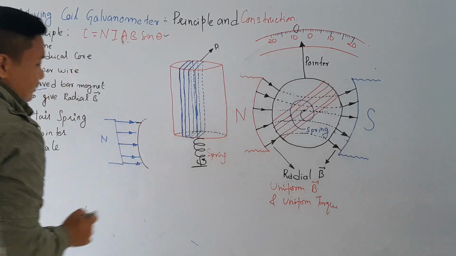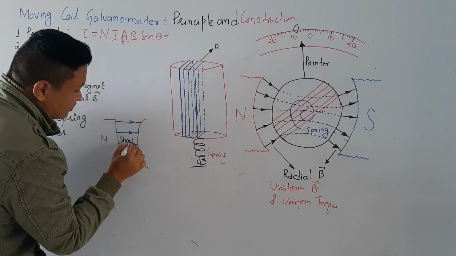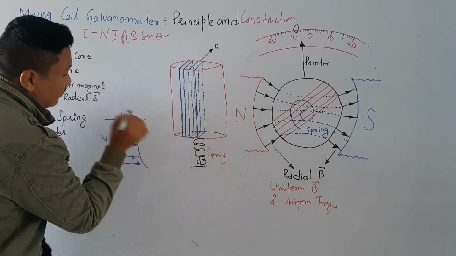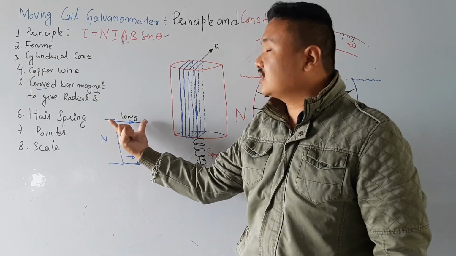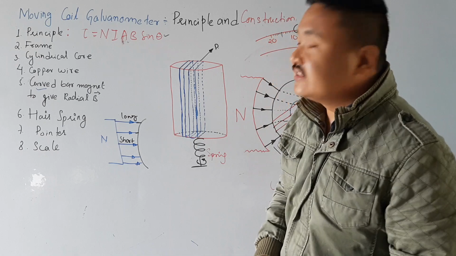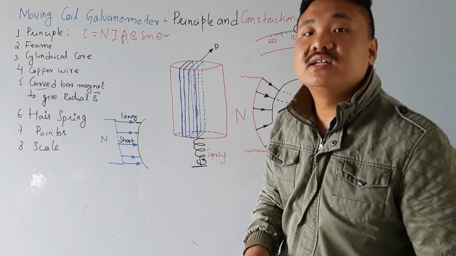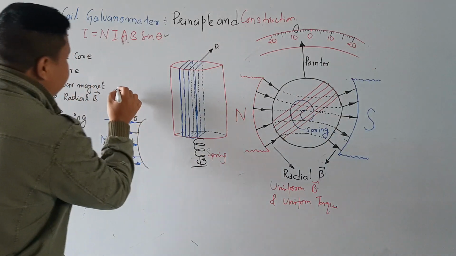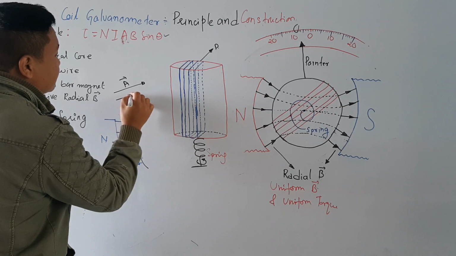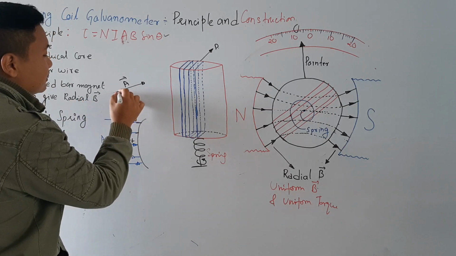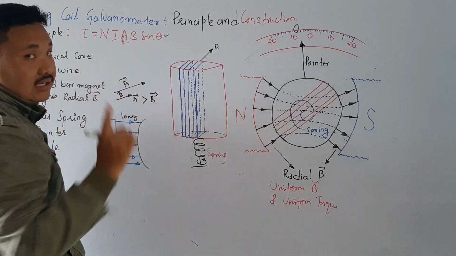If you see here, this is very short and this is very long. One magnetic field is short and another magnetic field is long. It means that the magnetic field is not the same, isn't it? Because magnetic field is a vector quantity. If you have this as A vector and this as B vector, then which is larger? A vector is greater than B vector.